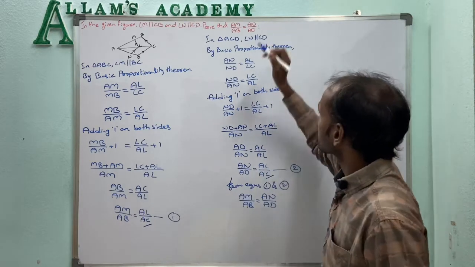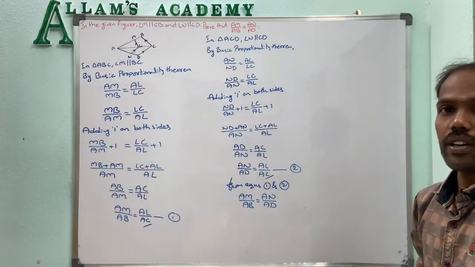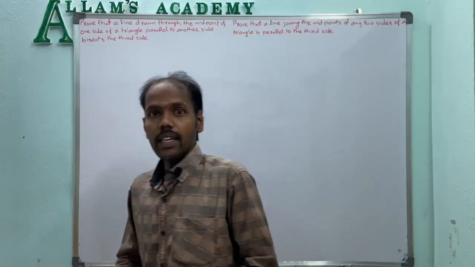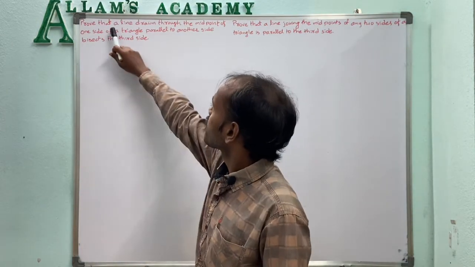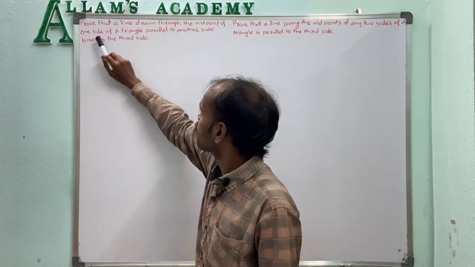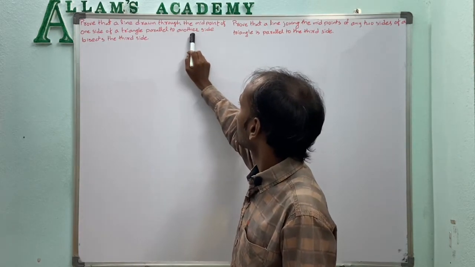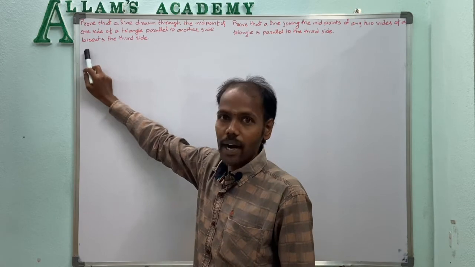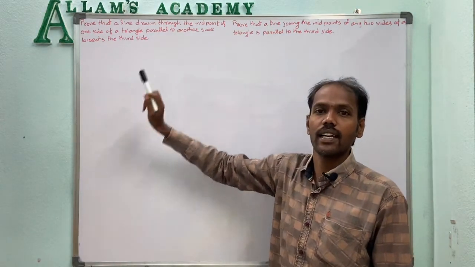That is the answer here. AM by AB equal to AN by AD. Here given a problem, prove that a line drawn through the midpoint of one side of a triangle parallel to another side bisects the third side.